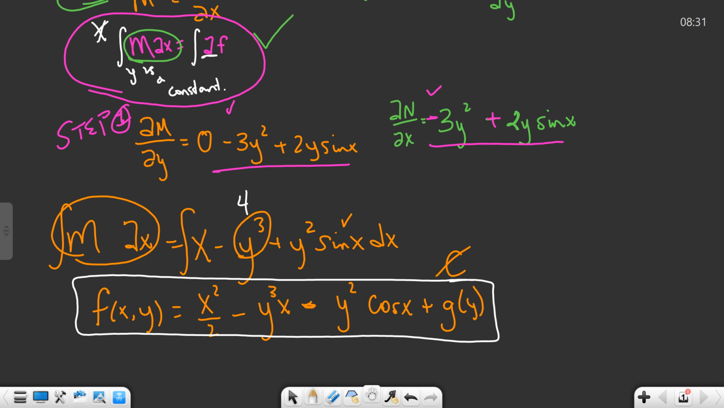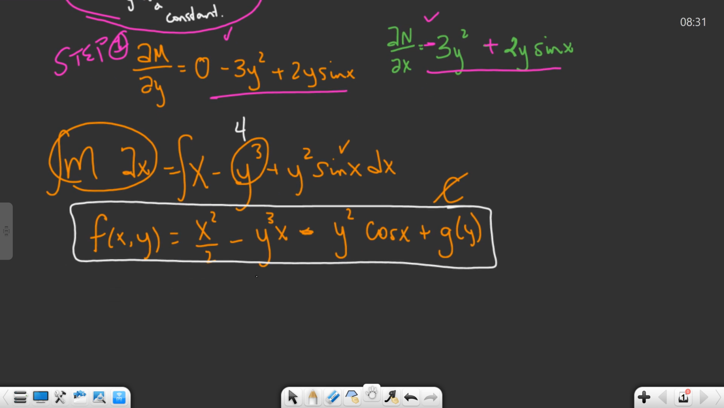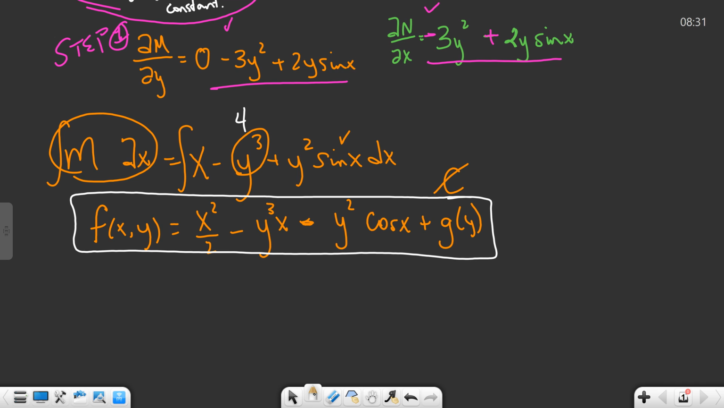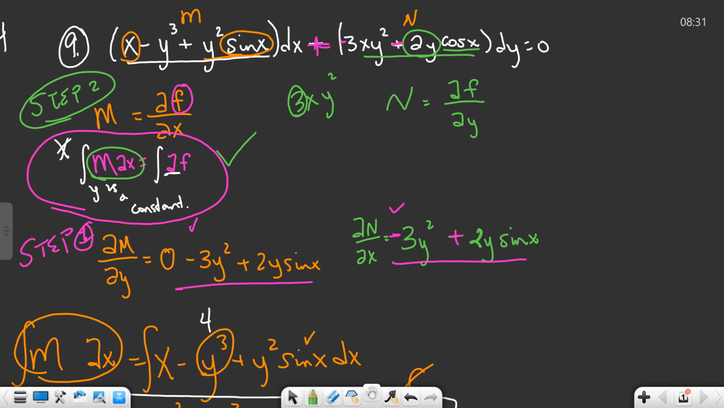What we want to know then is, if I take the partial derivative of this thing, the partial derivative of f with respect to y, shouldn't that equal N? Well, yeah, that's exactly what we said right up here. The partial of f with respect to y is equal to N.